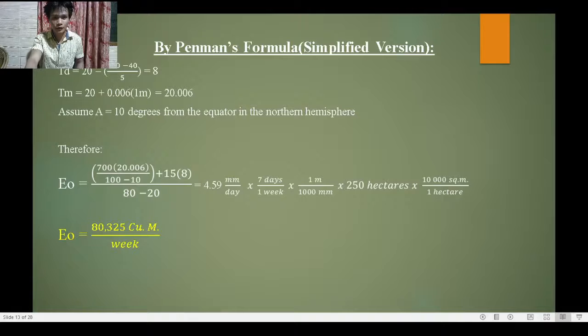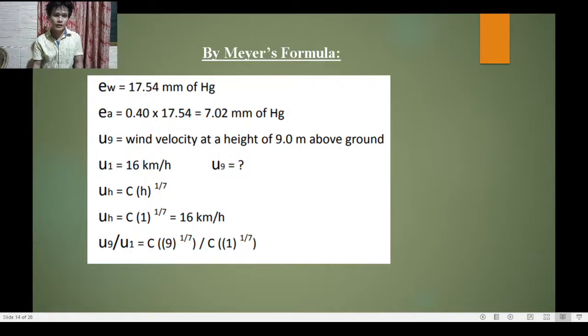So using Mayer's formula, first, we get the water vapor pressure, which is 17.54 millimeters of mercury at 20 degrees Celsius. Then for the air, you just multiply the water vapor pressure by the relative humidity, which equals 0.02 millimeters of mercury. Next is U sub 9, the wind velocity at a height of 9 meters above ground.